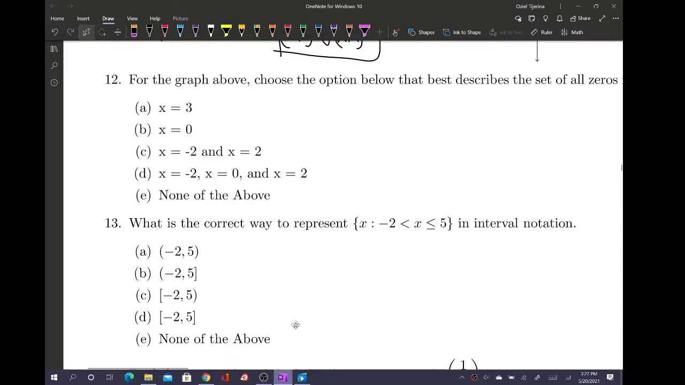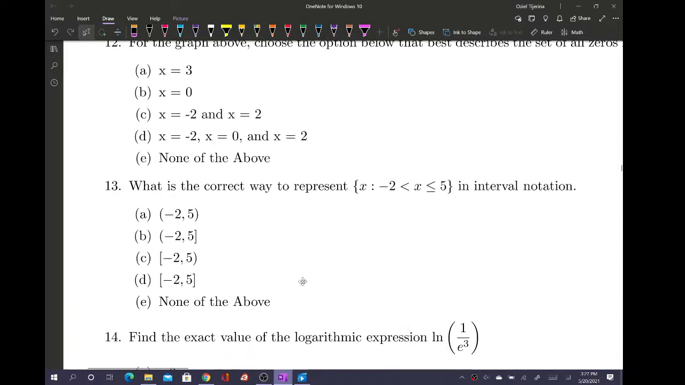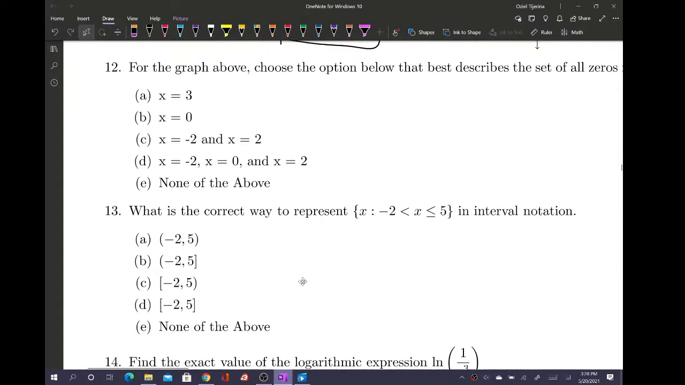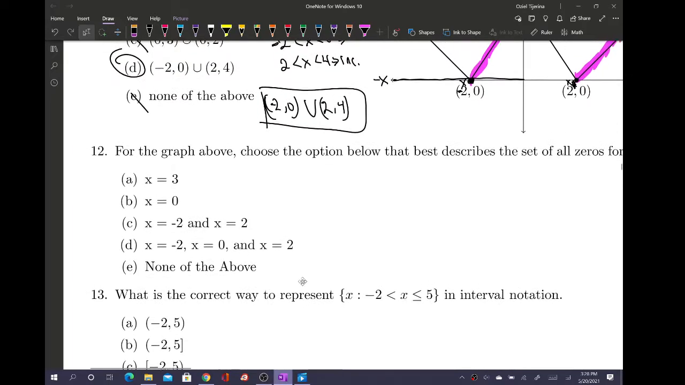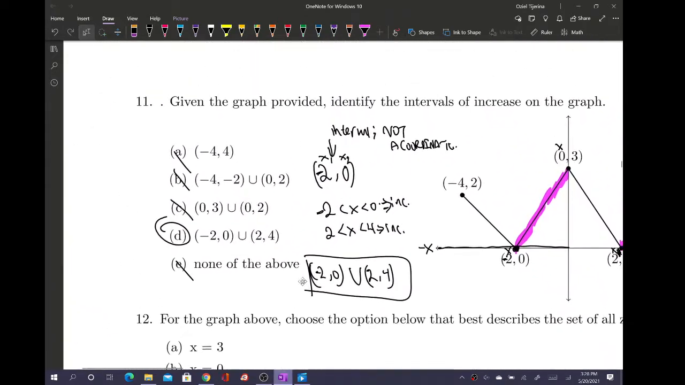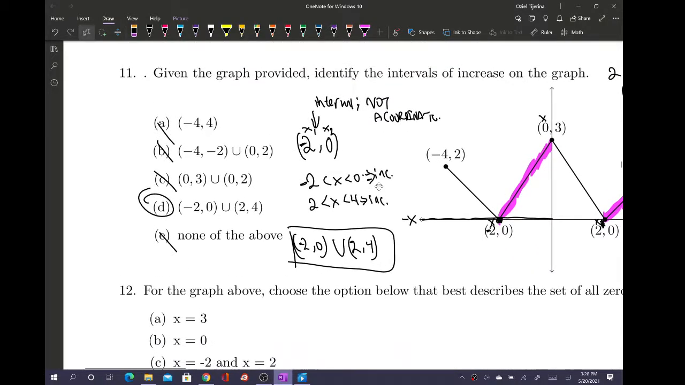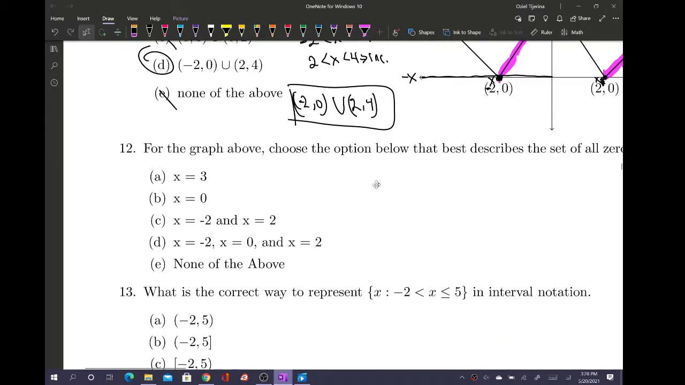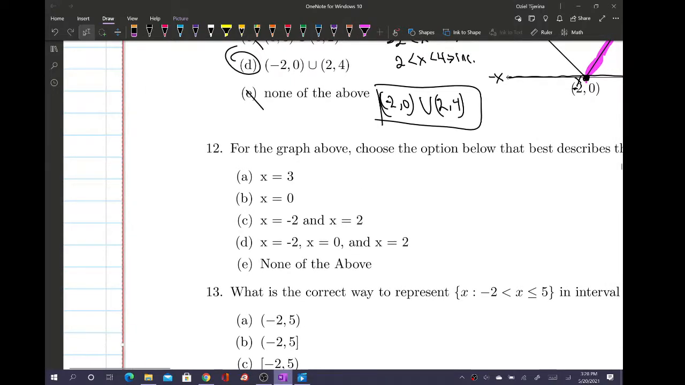Okay, hello everyone. So this is part 2 of the college algebra review that we were working on. And I'm going to try to do this mostly by videos. The last one that we left off on was number 11, and we are now going to do number 12.